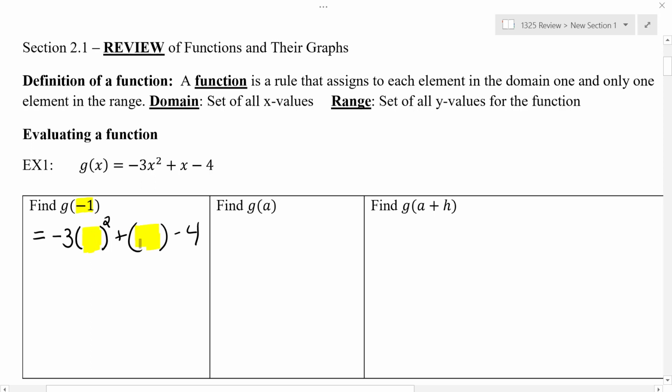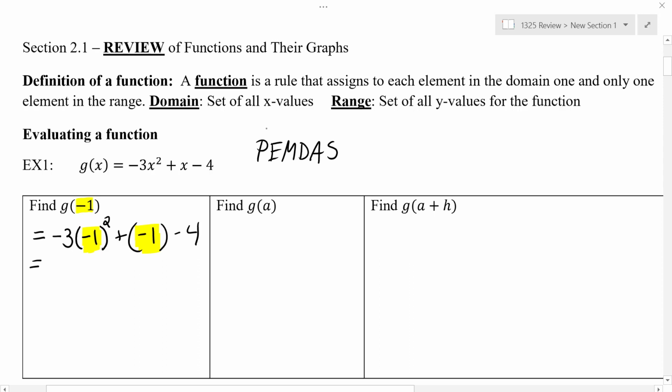So whatever's in the parentheses on the left, we're going to put that into all of the parentheses that are on the right side of that equal sign. So I'm going to drop into the equation a negative 1 in place of x. And now we want to simplify this. So we're going to use order of operations, or PEMDAS, to simplify.